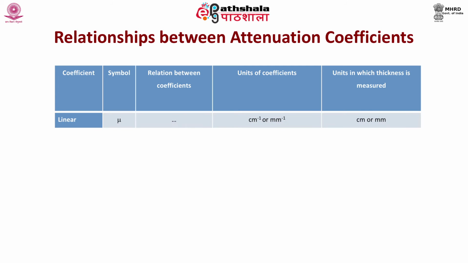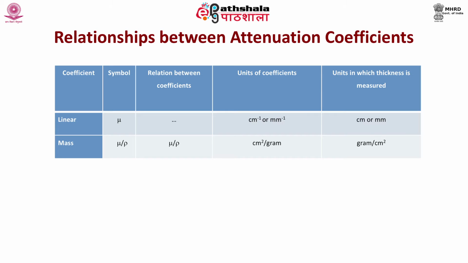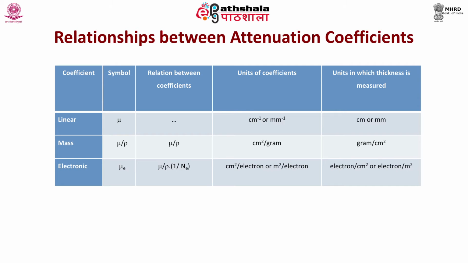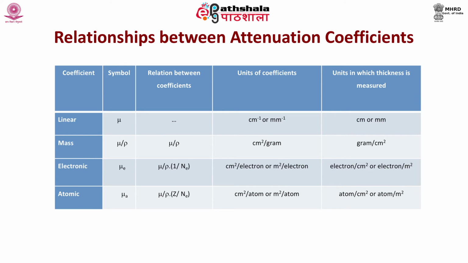The linear attenuation coefficient is mu. The mass attenuation coefficient is obtained by dividing the linear attenuation coefficient by the density of the material. The electronic attenuation coefficient is obtained by dividing the mass attenuation coefficient by the total number of electrons, and the atomic attenuation coefficient is obtained by dividing the mass attenuation coefficient by the total number of atoms present.